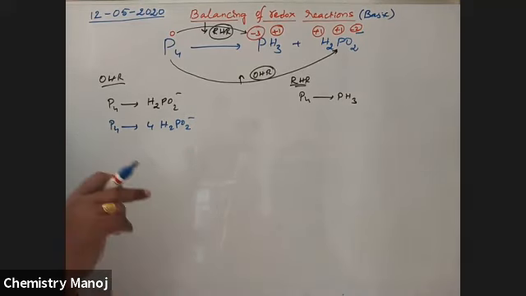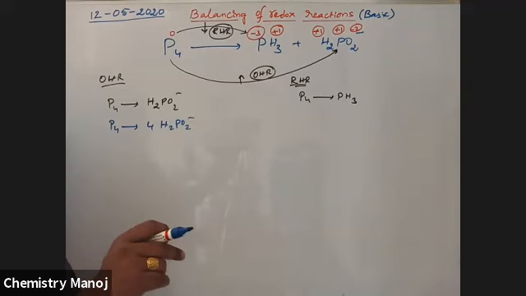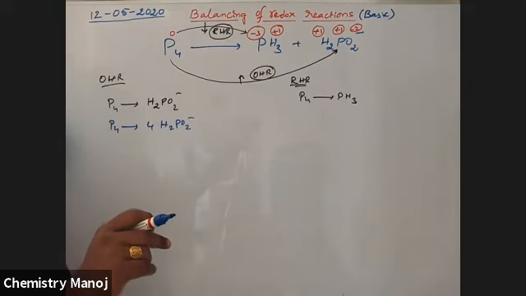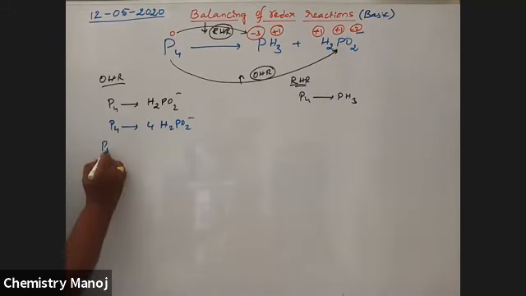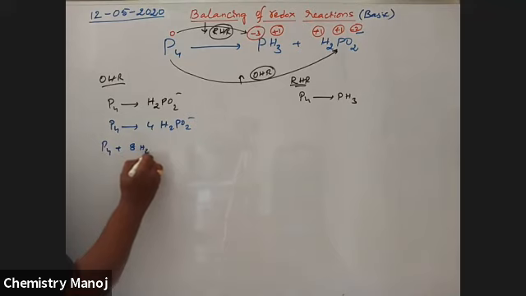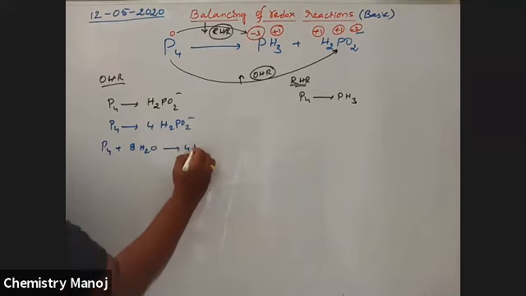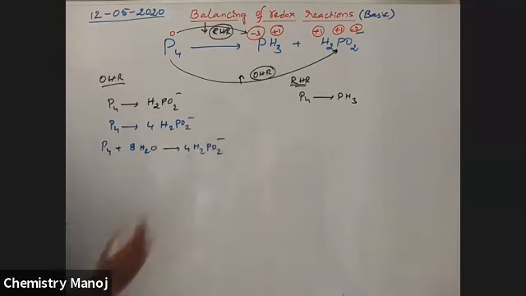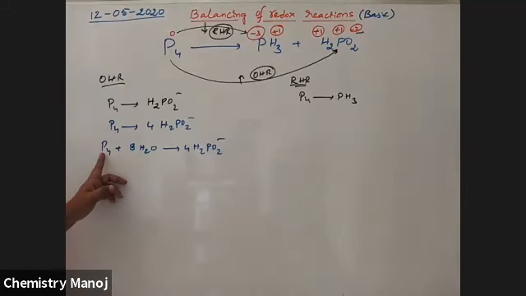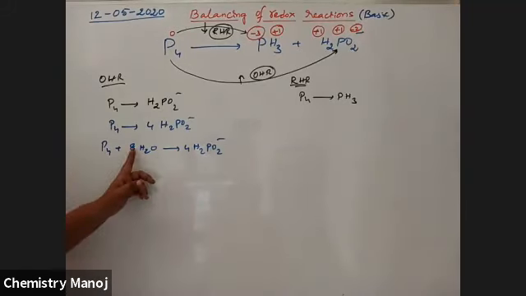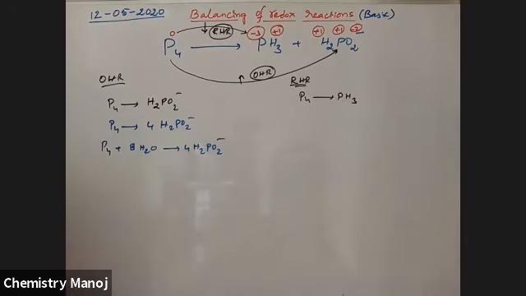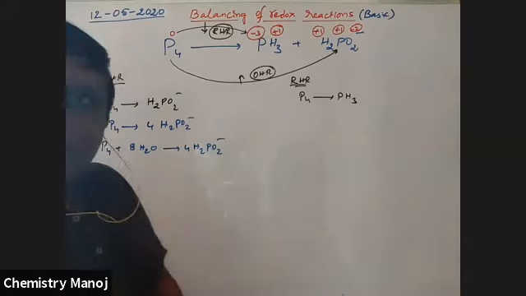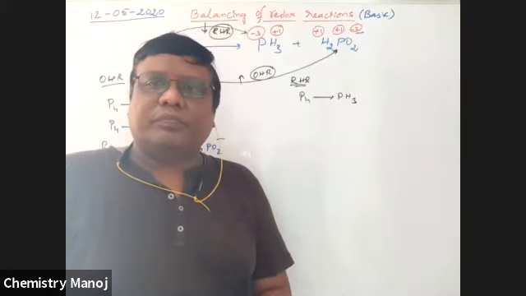For balancing of oxygen, use water molecules, just like in the previous case. So here 8 oxygens are in shortage. That's why I'm going to add 8 water molecules in LHS. Now oxygens are balanced: P4, 4 H2PO2 minus, 8 oxygens. Up to now, oxygens are balanced. After that, balance hydrogen.